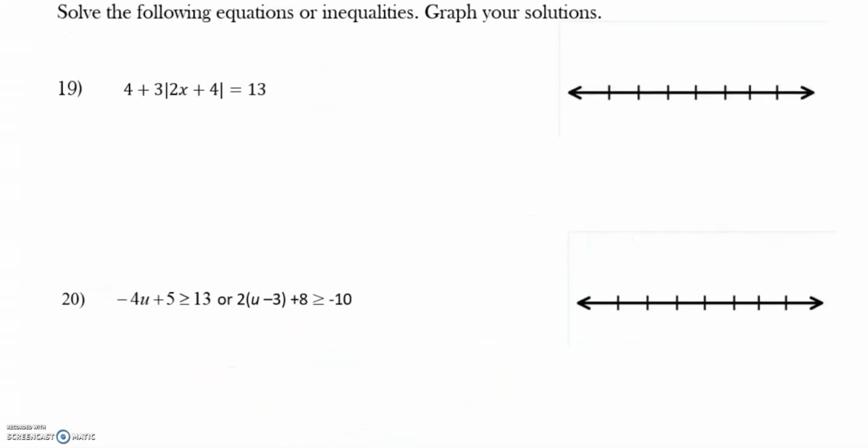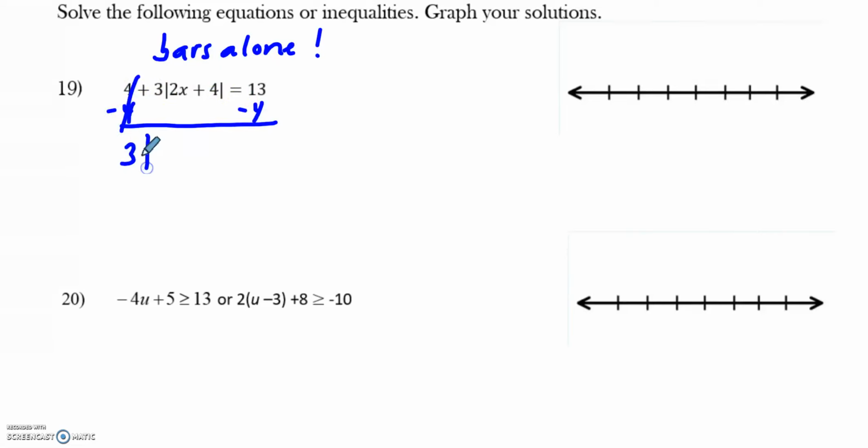The next pieces are either equations or inequalities based on the problem. So let's start with number 19, which is absolute value. And remember, your goal is to always get the bars alone. And to do that, we would move this unattached 4 first. So we'd have 3 times the absolute value of 2x plus 4 equals 9.